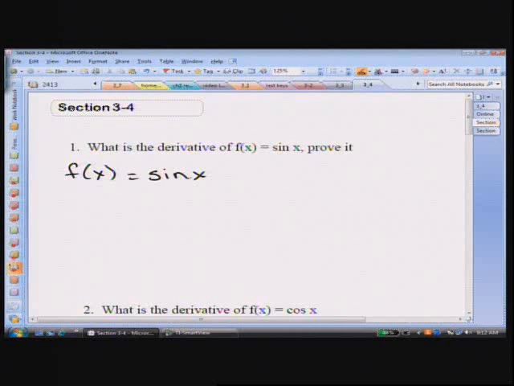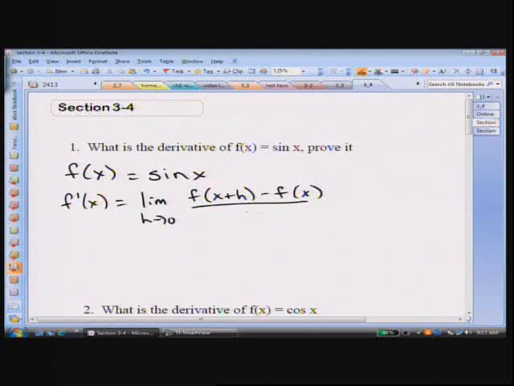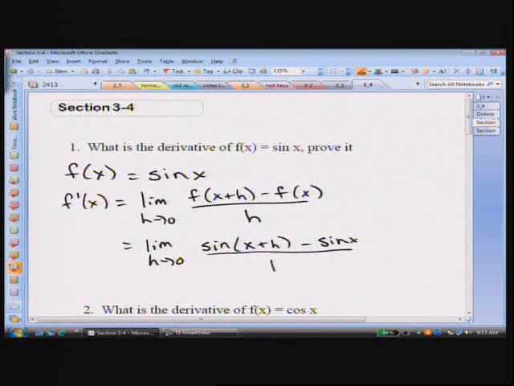The definition of the derivative is the limit as h goes to 0 of f of x plus h minus f of x all over h, right? Okay, so we have that f prime of x would have to be that. So here, this would be the limit as h goes to 0 of sine of x plus h minus the sine of x all over h.